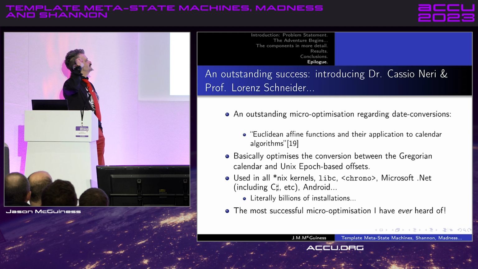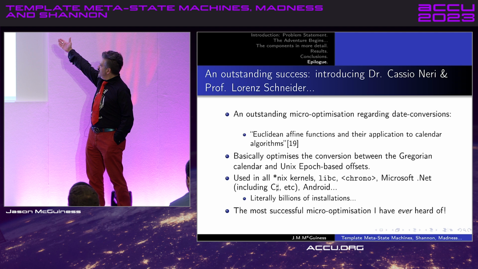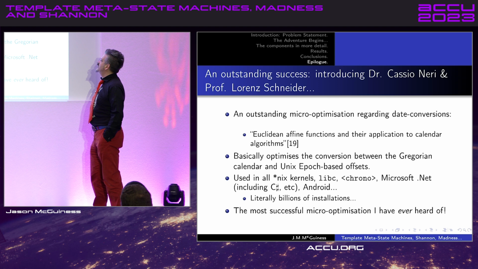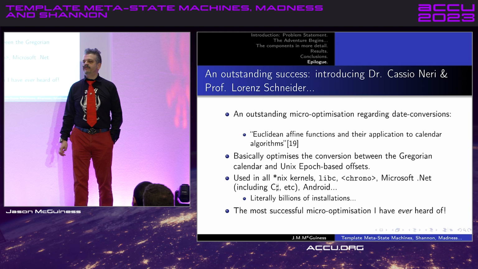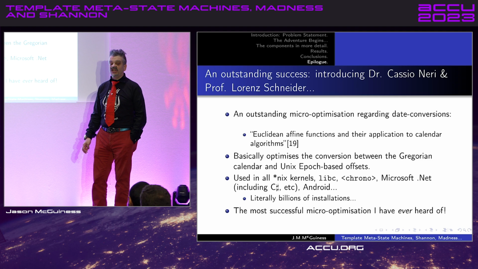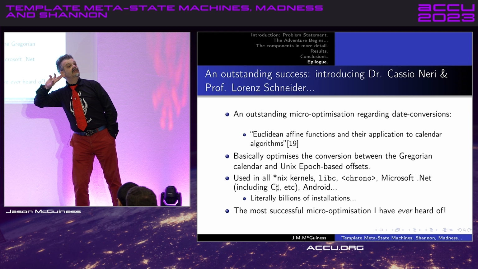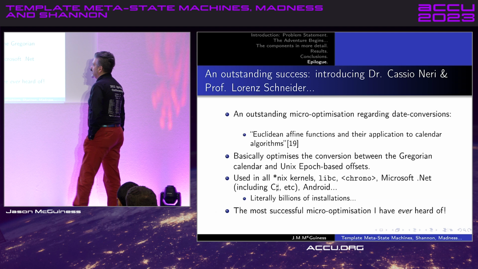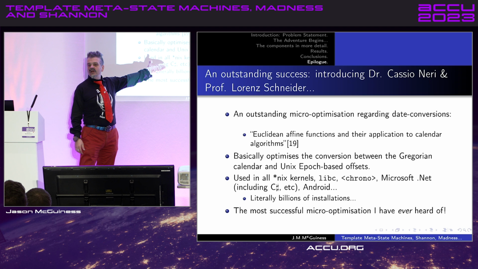One of, in my opinion, the greatest successes of micro-optimization ever by these two gentlemen. They used Euclidean affine functions and their application to calendar algorithms. They basically optimized the conversions between Gregorian calendars and Unix epoch-based offsets via very, very cunning use of underflow and very careful selection of instructions, where they also micro-optimized not only for performance, but also heat. They have a significantly faster version, which uses significantly less power because of the strength reduction they use and selection of instructions. And this has been committed to the Linux kernel.